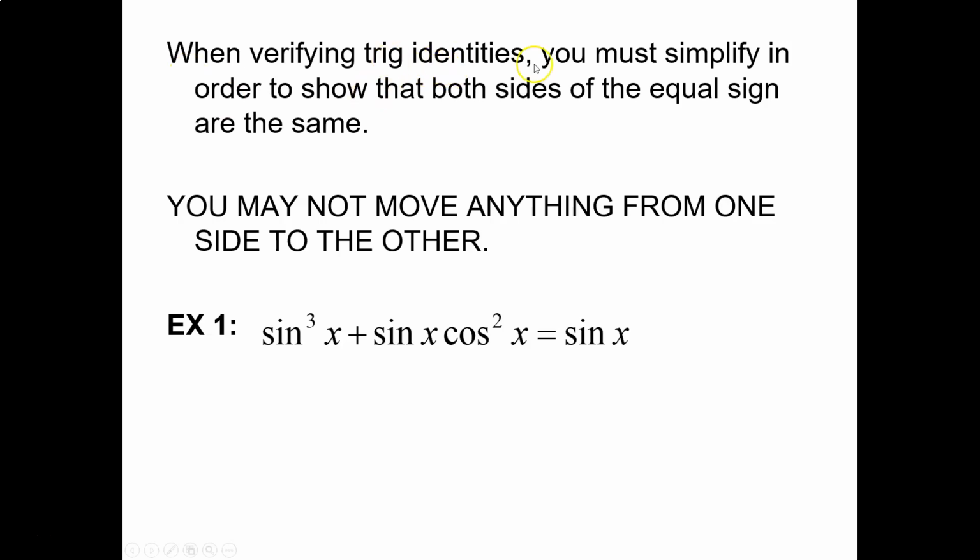For this, you may not move anything from one side to the other. This is not like an equation that you're solving. You are trying to prove that this statement right here is true. So what I do whenever I start all of these is I draw a line down my equal sign. You can only work on one side or the other. Nothing can go from one side to the other. So I cannot subtract sine cubed x from both sides. I cannot move anything from one side to the other for these. What I have to do is work on one side or the other, or possibly both, to eventually get down to where both sides equal the same thing.